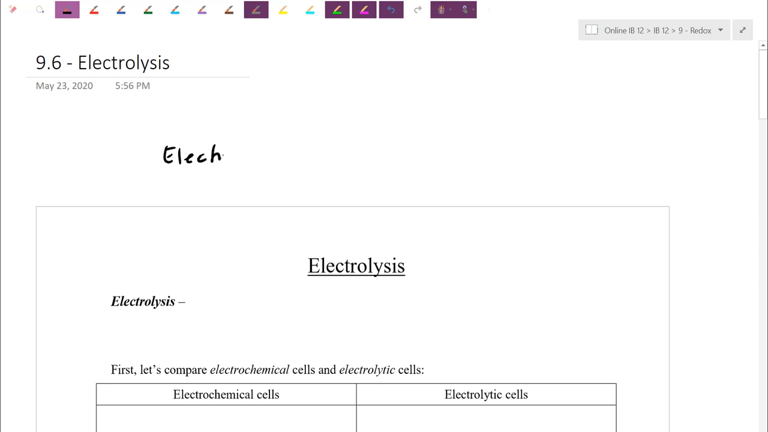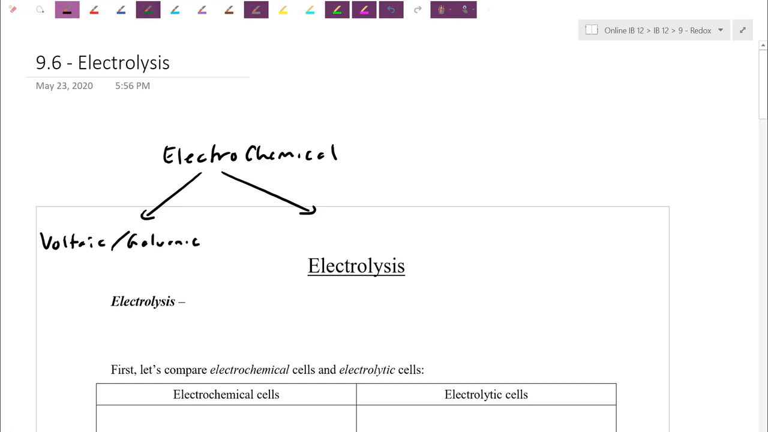Recently, they changed this terminology, electrochemical cell. Electrochemical cell used to be the name for what we now call a voltaic cell. Electrochemical is now the umbrella term. We've been focusing mainly on a voltaic cell, also called the galvanic cell, also called the Daniell cell.